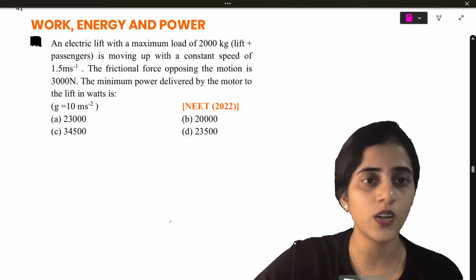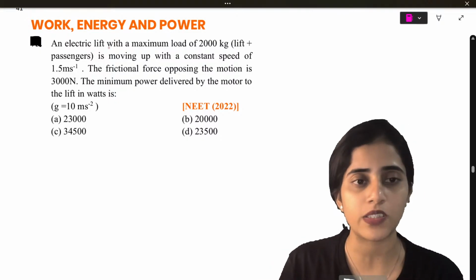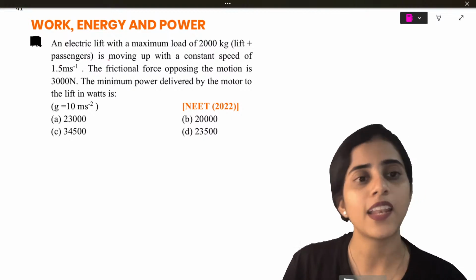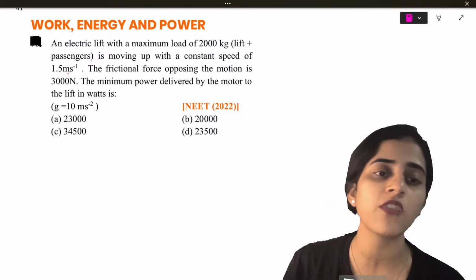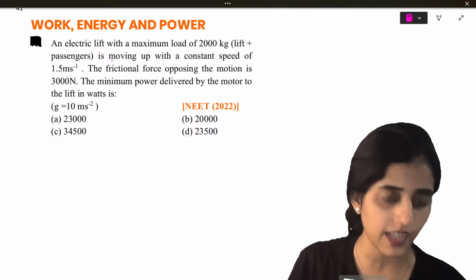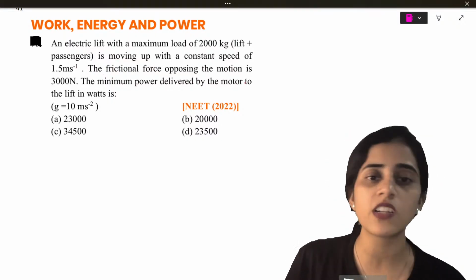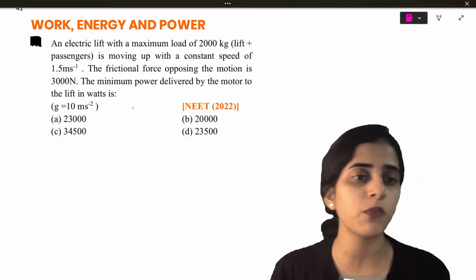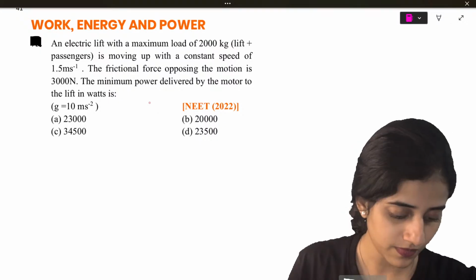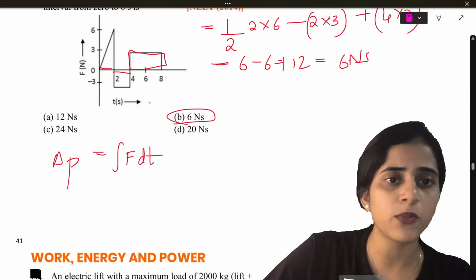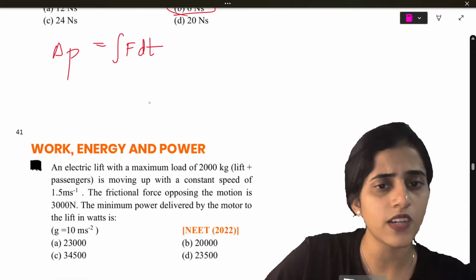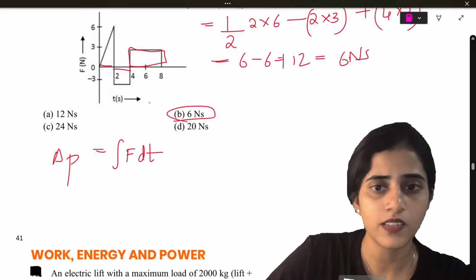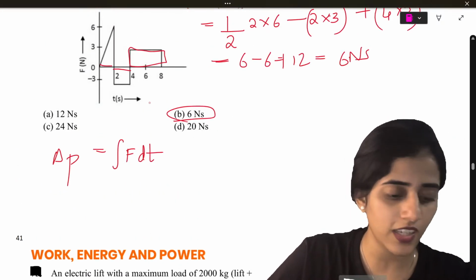Okay. Yes. Next question. Work energy power. An electric lift with maximum load of 2000 kilogram, lift plus passenger is moving with a constant speed of 1.5 meters per second. Is moving up, the frictional force opposing the motion is 3000 Newton. The minimum power delivered by the motor to the lift in watts. Ma'am, 12 is answer. No. Are you sure?